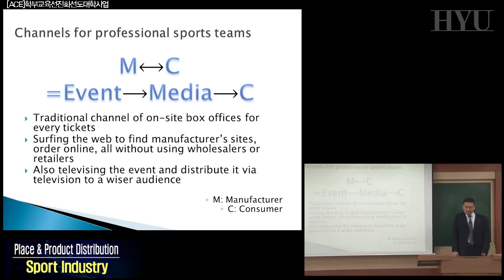Traditional channels include the on-site box office for every ticket, surfing the web to find manufacturer sites and ordering online without using a wholesaler or retailer. Also, televising the events and distributing via television to a wide audience, okay? That picture shows the channels for professional sports products.